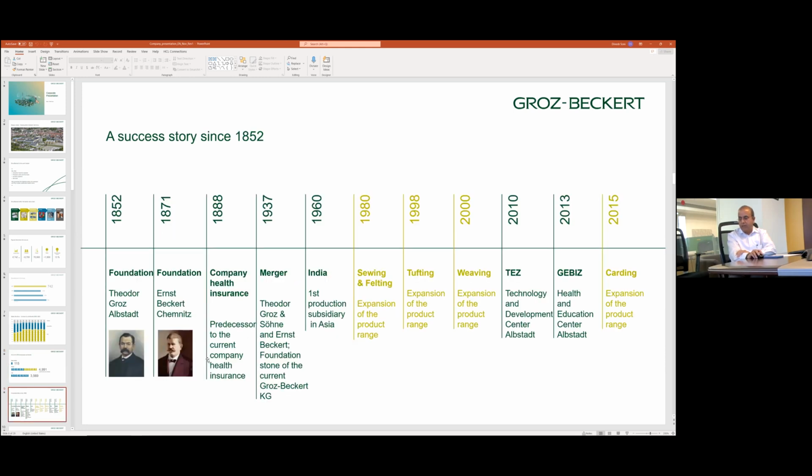This is an important and very interesting slide which says about our company. Our company was founded by two gentlemen in 1852 and 1871. Both merged in 1937, and the name came from Mr. Gross and Mr. Becker. So now it is called Gross Becker. We have acquired many businesses in progressive years. Like in 1980, we acquired sewing and felting. In 2000, we acquired weaving, and the latest is that we have acquired the carding business.